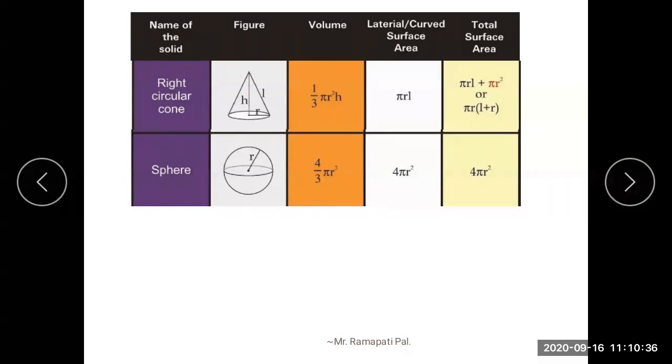So we know the curved surface area of a cone, we know the total surface area of a cone, and we know the volume of a cone. And how to find the slant height, that also we know. Is it clear?